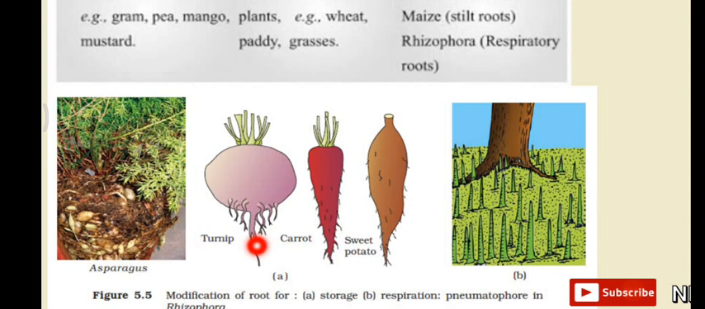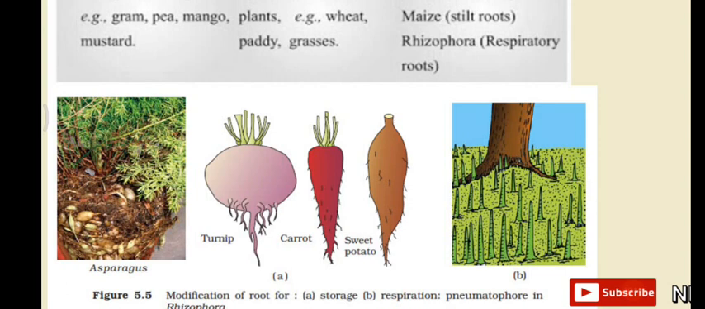Then third one we call it as fusiform root. When I say fusiform, swollen in the middle. It is swollen in the middle and tapering towards both ends. That is called as fusiform root. Example is radish. Then there is another example, we call it as a pneumatophore.